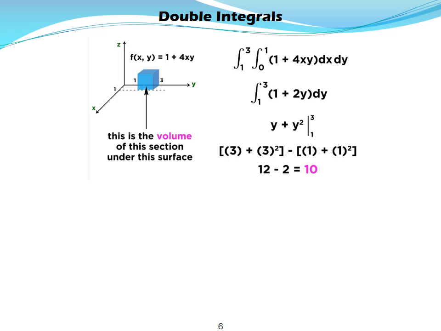Continue to find this integration. It's simply the integration from 1 to 3 of 1 plus 2y dy, which is y plus y square, and substituting the boundaries 1 to 3, becoming 12 minus 2, equal 10. This is the volume of this section under the surface.